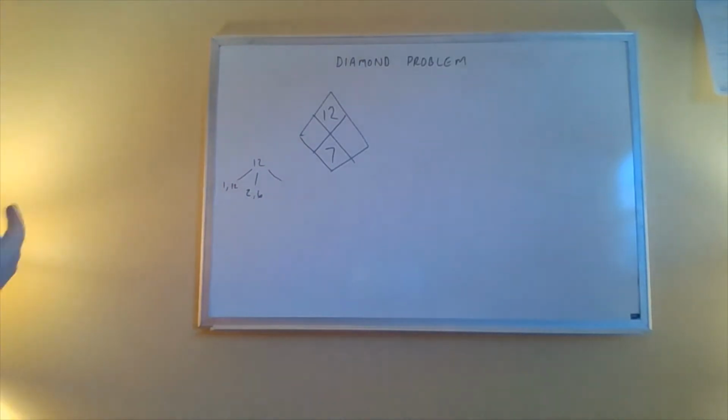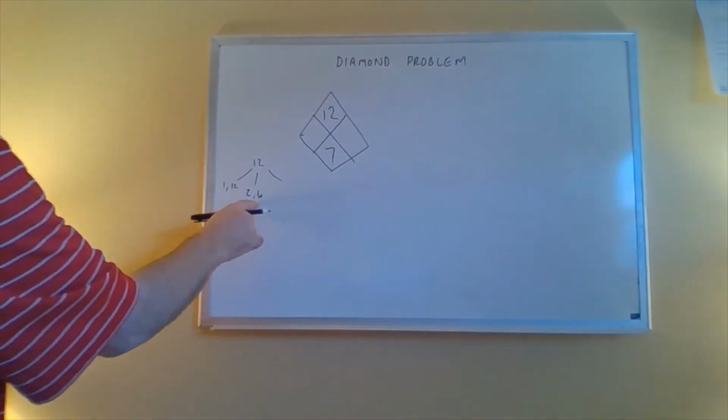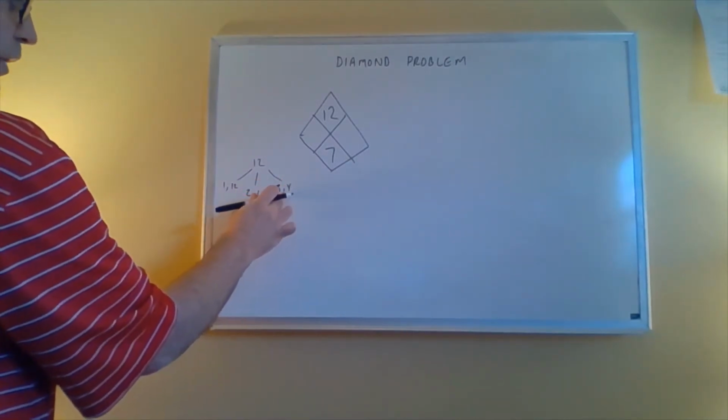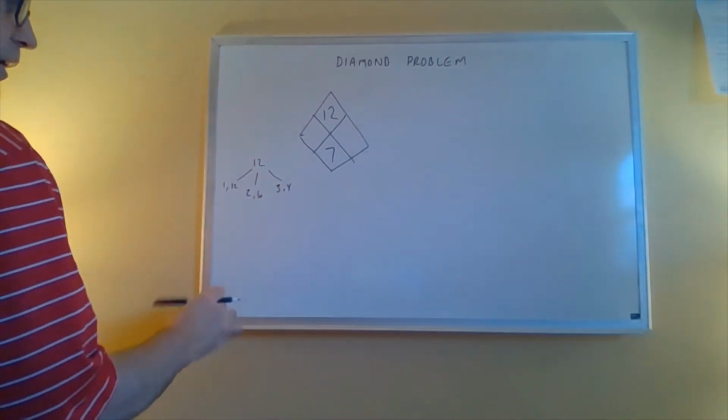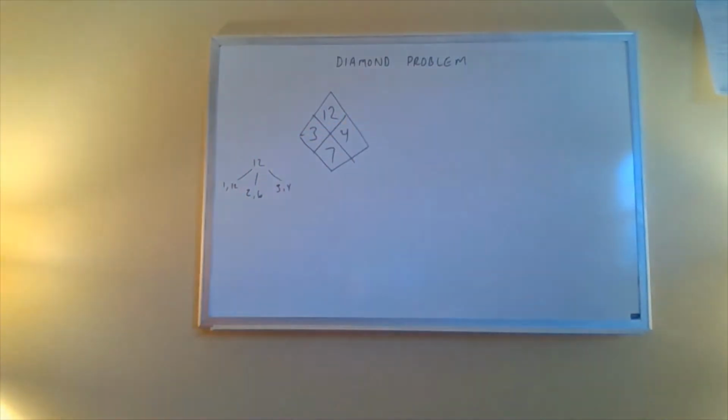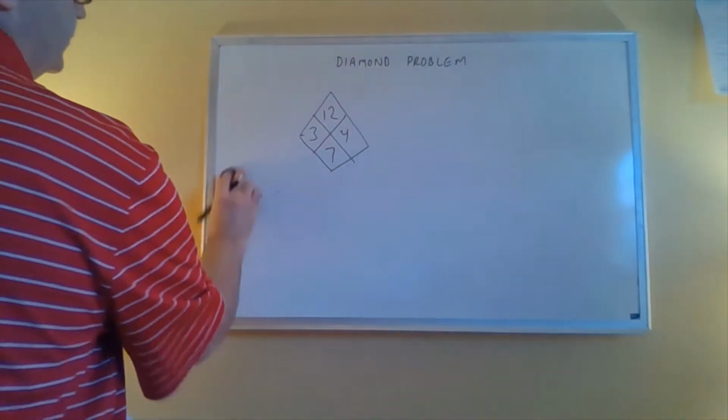2 and 6, we multiply those together, that equals 12. When we add them together, we get 8. Or we have 3 and 4. We multiply 3 and 4 together and get 12. When we add them together, bingo, 7. So that would be how we could complete that problem. So that would be a diamond problem.